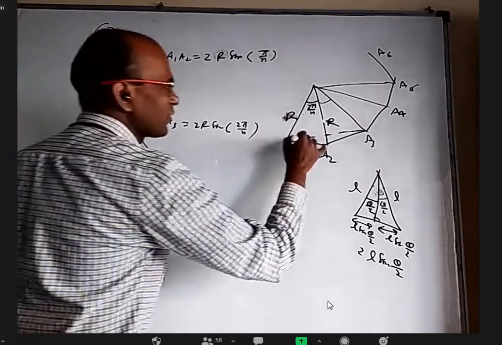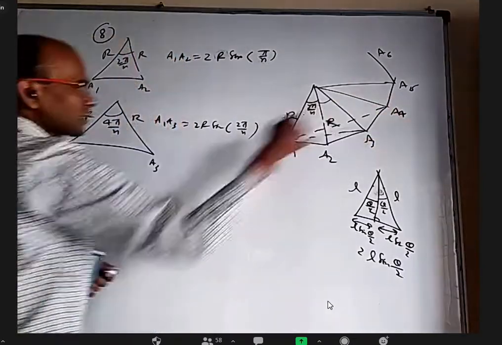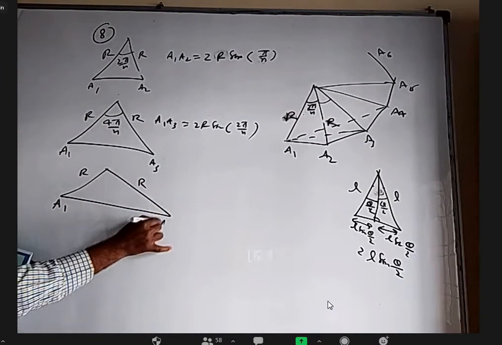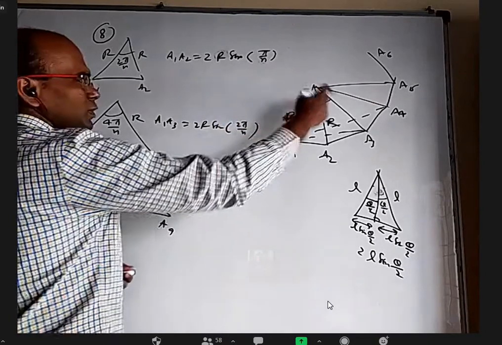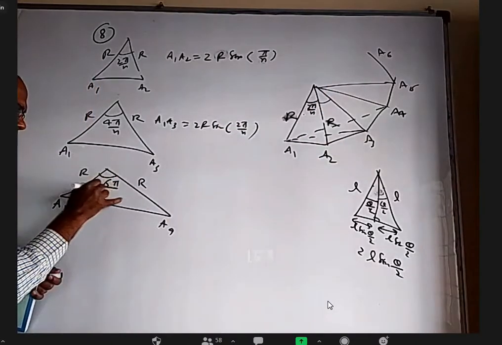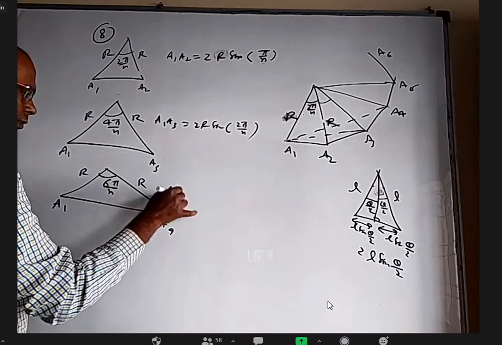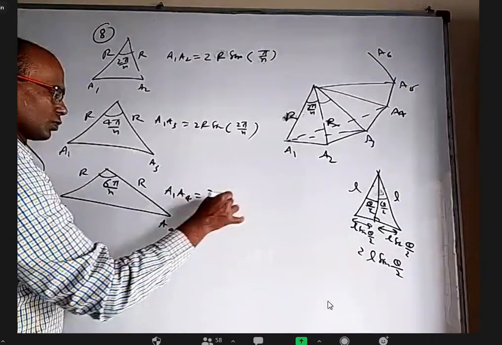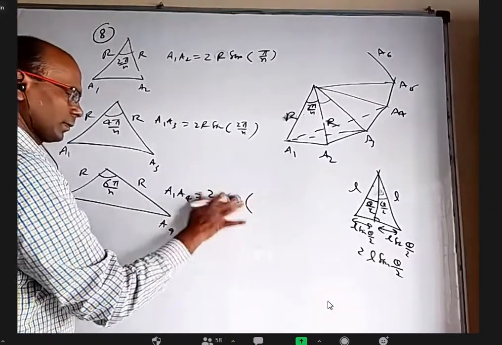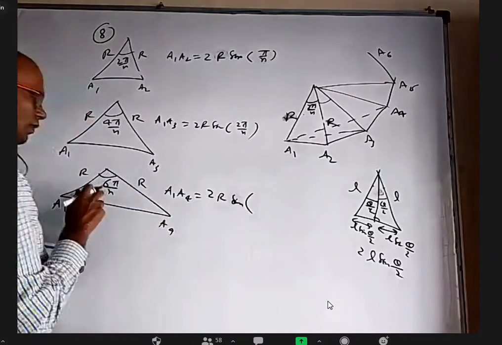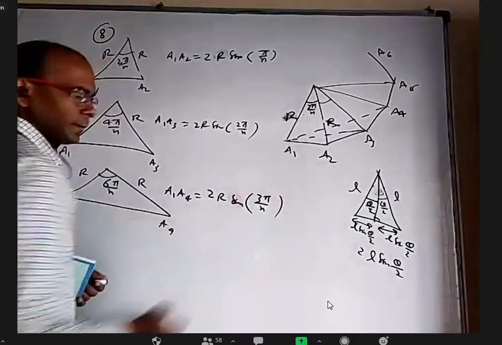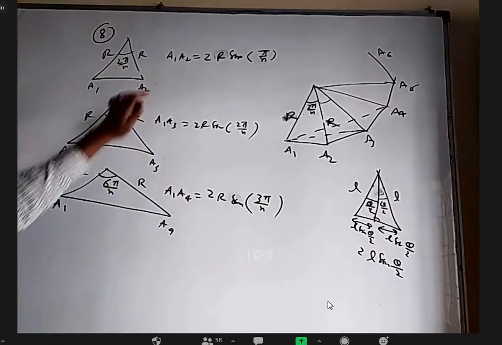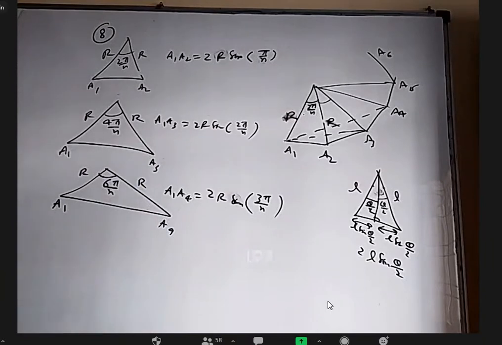And if I take A1A4, that length is another isosceles triangle. This is capital R, this is capital R, this is A1, this is A4, but this angle is 2 pi by n plus 2 pi by n plus 2 pi by n, which is 6 pi by n. Again, based on the same formula, it is 2 capital R sine of half of this angle, which is 3 pi by n. Now, 1 by this equals 1 by this plus 1 by this. From that, you have to find the n value.